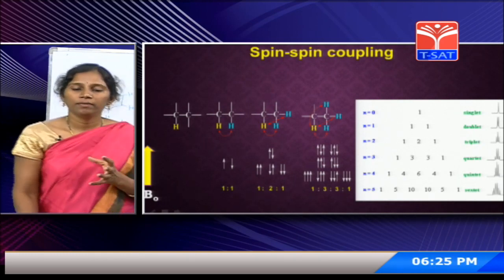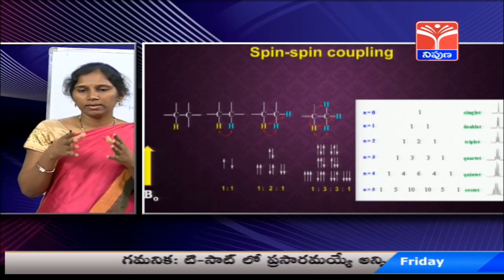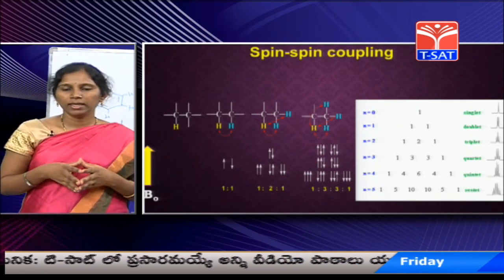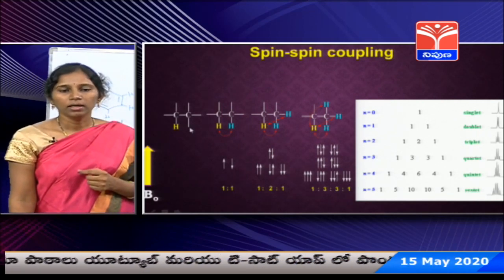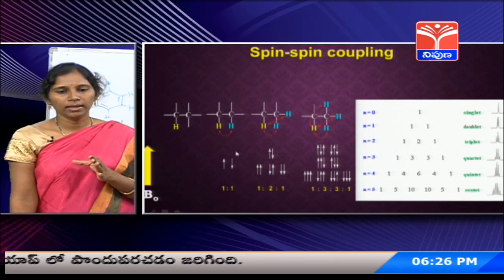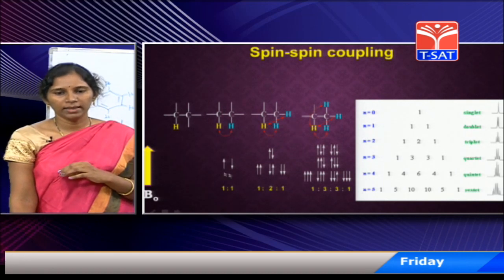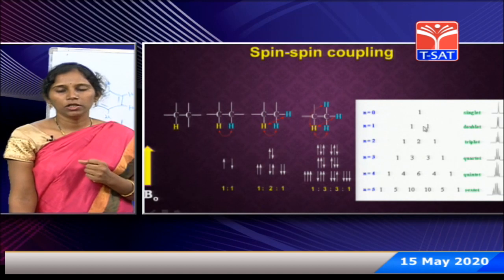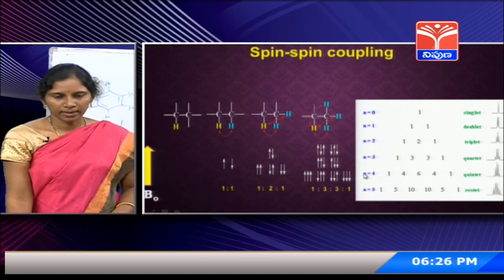Like that, we will have different types of signals, which is called spin multiplicity, depending upon the n plus 1 rule. Why n plus 1? Because if one proton is there adjacent to it, it splits into 2. If 2 are there, 2 plus 1, 3, into 3 signals it is splitting. Like that, the intensities of the peaks will be defined by using Pascal's triangle.